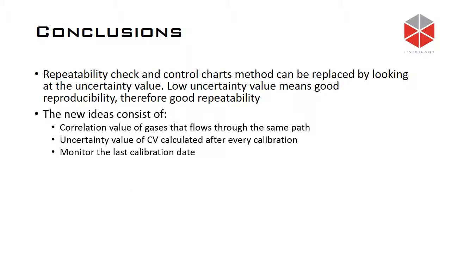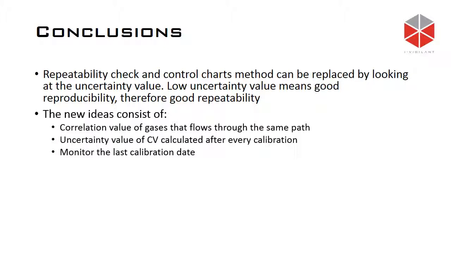On the new ideas, what I think is we can actually implement an automated system, and then we check the correlation value of gases that flow through the same path, and therefore we can make sure that all the valve timing is correct, the calibration gas is as per the calibration gas certificate, and then the next thing that we do is we monitor the GC performance based on the uncertainty value of the CEV, which can be calculated after every calibration.